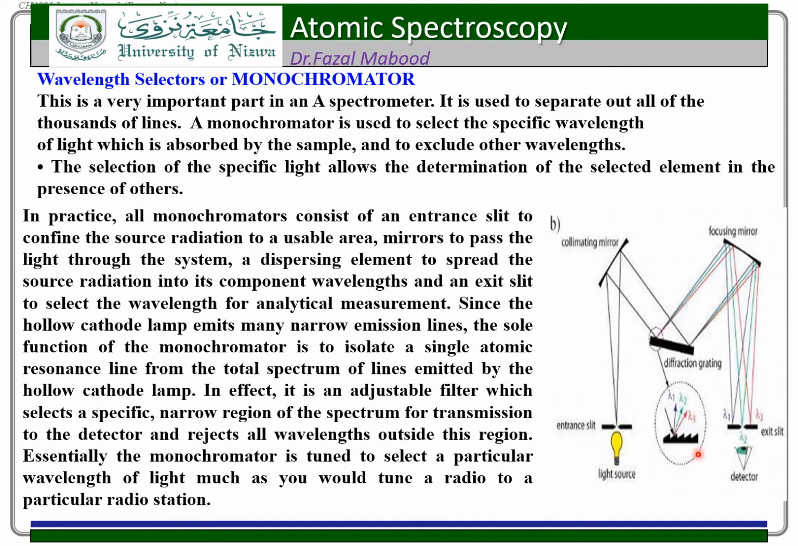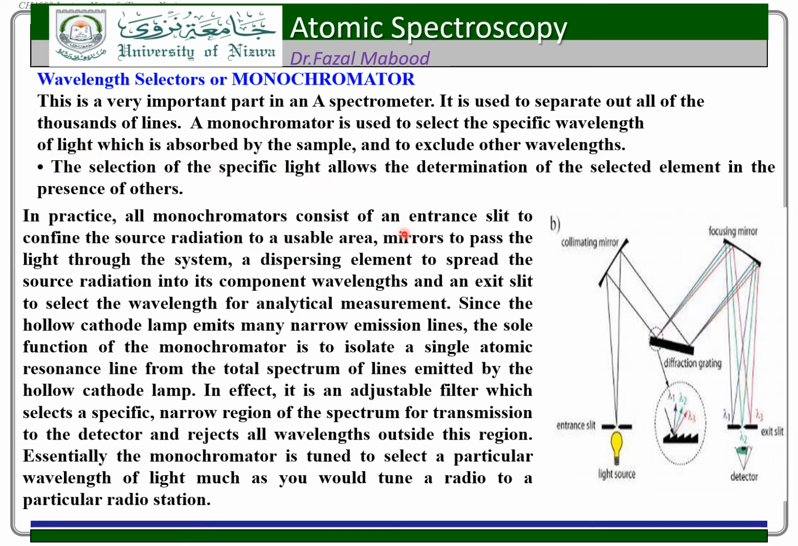can separate the different wavelengths from each other, and a specific wavelength we can then target at the sample. This is a very important part in an atomic spectrometer. It is used to separate out all of the thousands of lines. A monochromator is used to select the specific light which is absorbed by the sample, and so on.